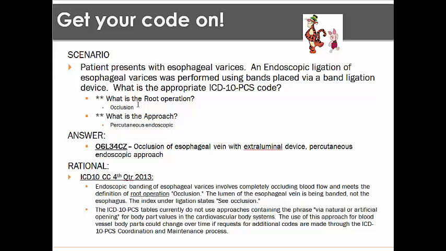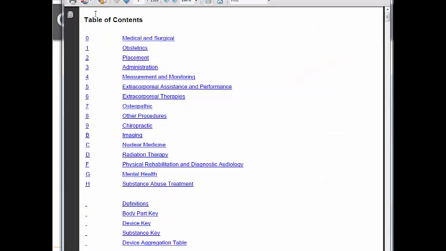We can see that our root operation is going to be occlusion. Okay, so how do we know that our root operation is occlusion? In ICD-10, ligation, which they're doing up here, the endoscopic ligation, is coded to the root operation occlusion. And then what is going to be our approach? Because they're using an endoscopic ligation, our approach, that 5th character, is going to be percutaneous endoscopic. So I can see my code is going to be 06L34CZ.